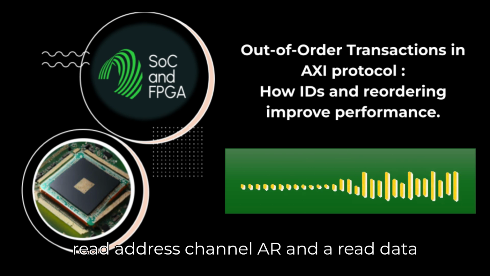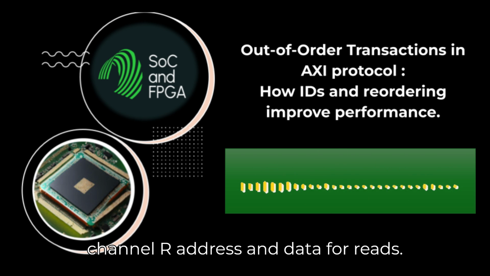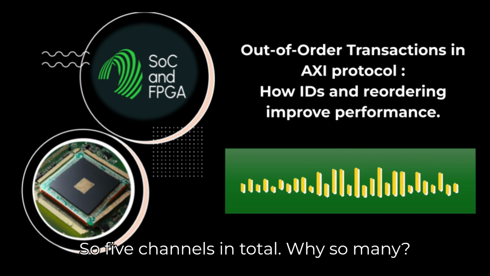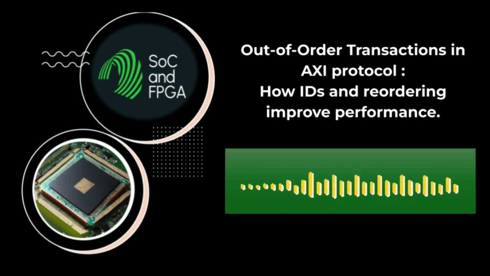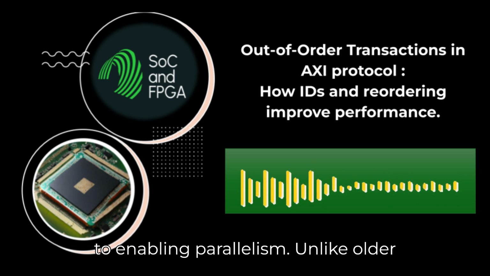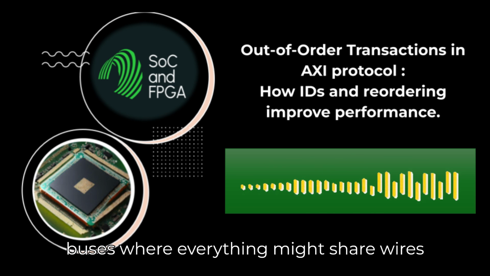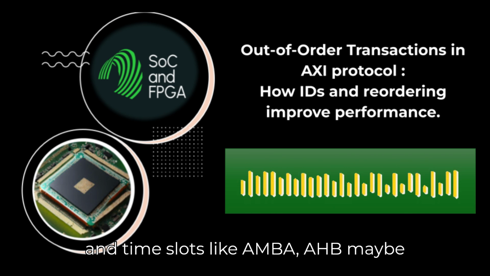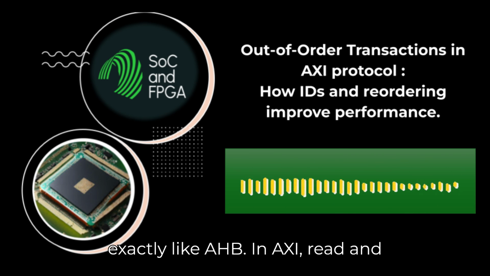Then separately, you have a read address channel, AR, and a read data channel, R. Address and data for reads. So five channels in total. Why so many? Why separate address and data and reads and writes? That separation is fundamental to enabling parallelism, unlike older buses where everything might share wires and time slots. Like AMBA AHB maybe. Exactly, like AHB.